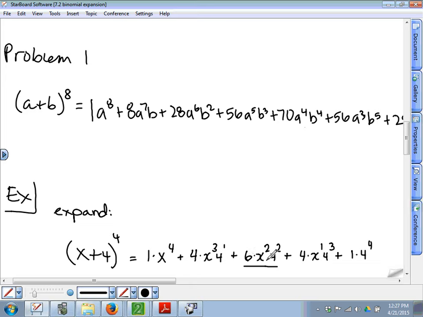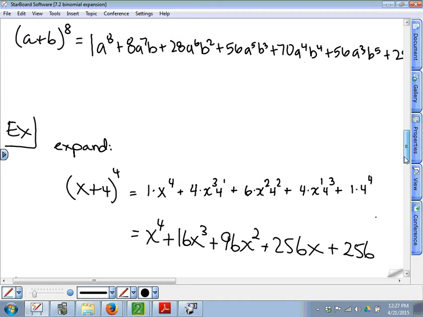So anyway, it's 4 squared times 6. That's 96. So you've got 96x squared. On this term here, you've got a 4 times 4 cubed. That's 256. So that term becomes 256x. And then finally, you've got 4 to the 4th power, which is 256. So this would be your final answer right here. x to the 4th plus 16x cubed plus 96x squared plus 256x plus 256.